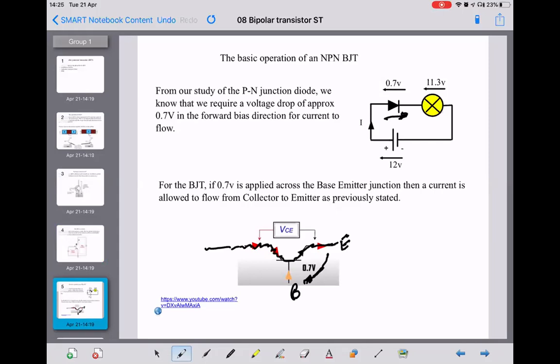Okay, if everybody's happy with that, we're going to look at a video of what's going on inside those junctions with the charges.